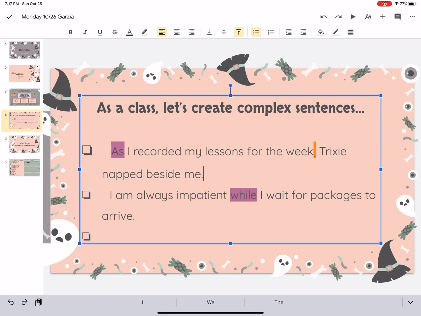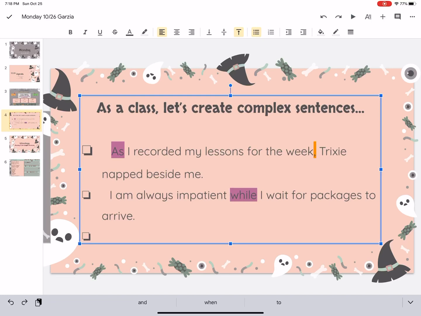So if I just said, I'm always impatient, you'd be like, yeah, I get that, Mrs. Garza. You nag me about stuff all the time, right? And you'd be like, cool, that's a complete sentence. I accept that. It's grammatically correct. But if I just said to you, while I wait for packages to arrive, you'd be like, okay, keep telling me, what do you do while you wait for packages to arrive?